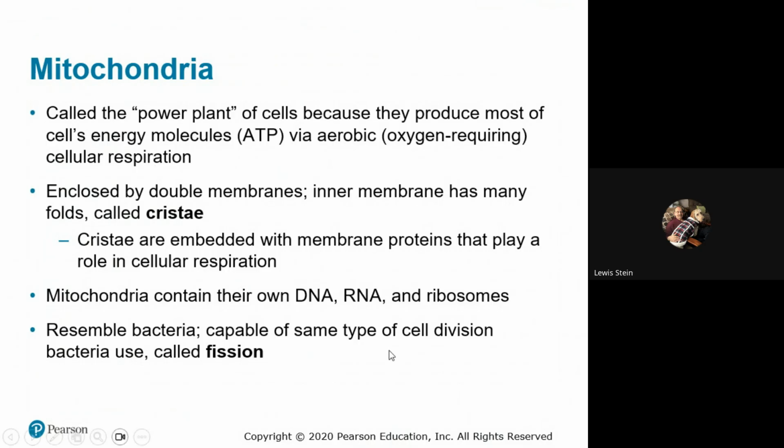Why? Because they have their own DNA and RNA and their own ribosomes. Their DNA is a circle, not that spiral staircase, even though it's the same kind of DNA in both of these areas, but the arrangement is different.